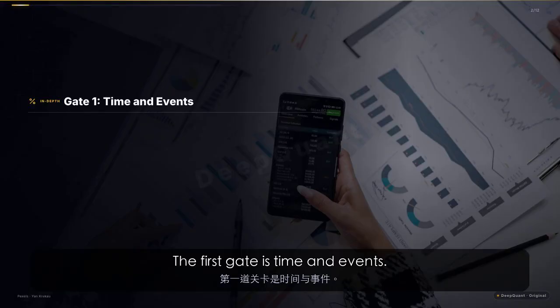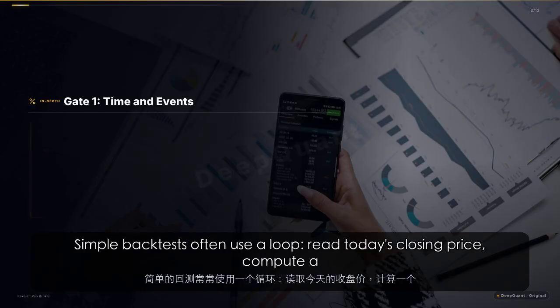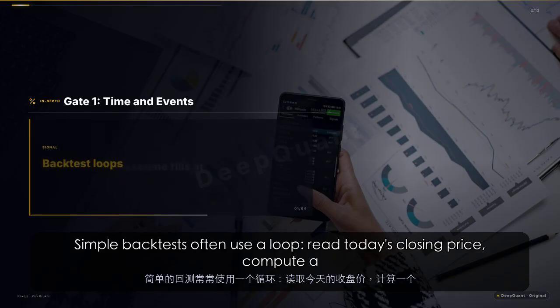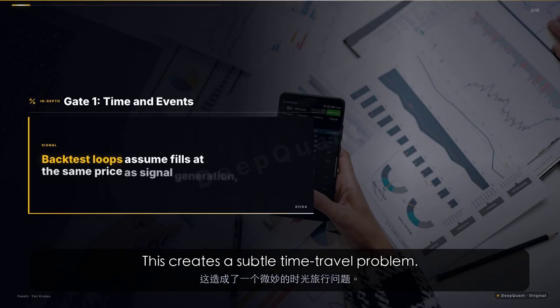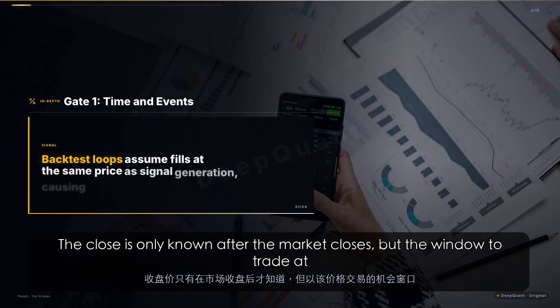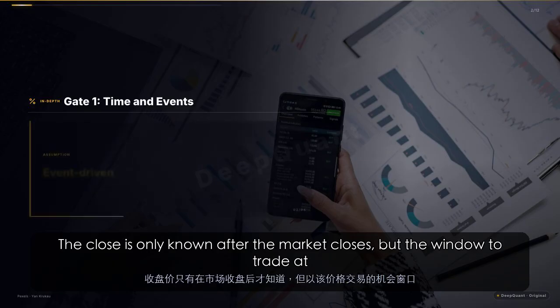The first gate is time and events. Simple backtests often use a loop: read today's closing price, compute a signal, and assume you fill at that same close. This creates a subtle time travel problem. The close is only known after the market closes, but the window to trade at that price may have already passed.